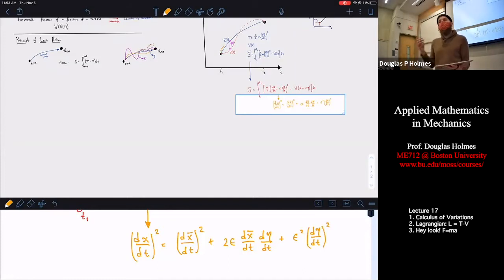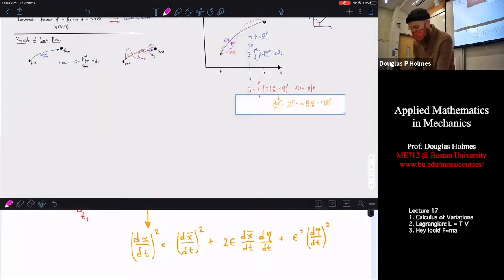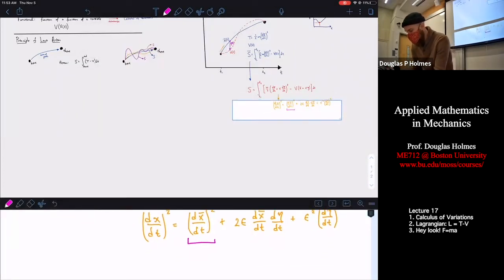And now you can already see some of the language we've been using start to come back into play here. So for instance, pretty clearly, this first term does not depend on epsilon. This second term is of order epsilon. And this third term is of order epsilon squared.